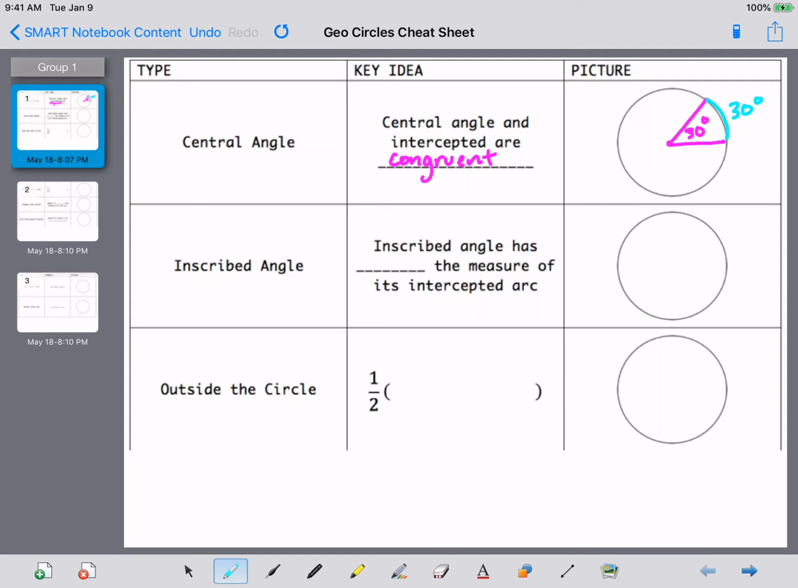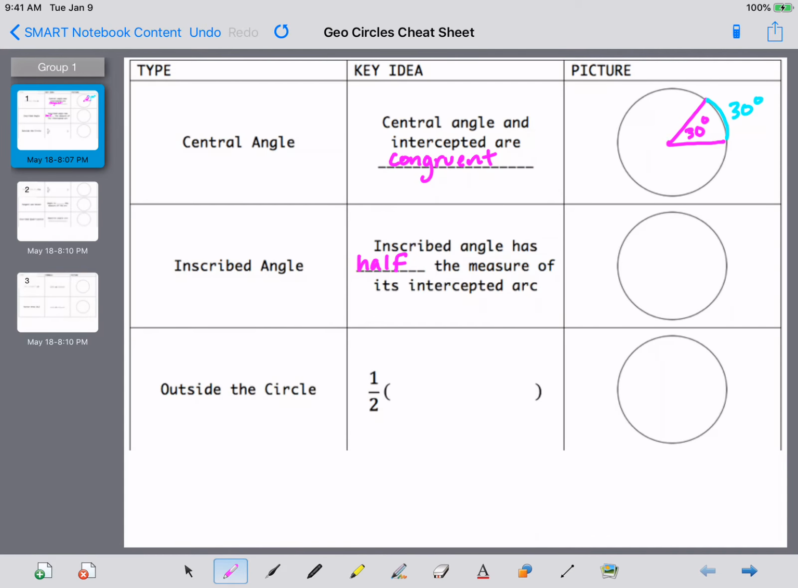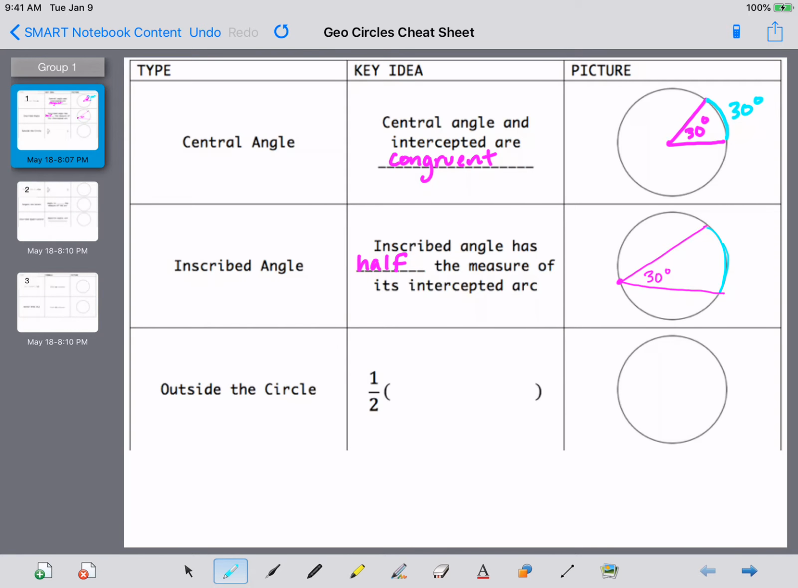For an inscribed angle, that's what we did that poster activity in class all about. That's a little different. An inscribed angle has half the measure of its intercepted arc. So if we look at an inscribed angle, say we have this angle over here, and if this angle is 30 degrees, well then its intercepted arc is actually going to be double that. So it's going to be 60 degrees. So the inscribed angle is half the measure of the arc that it intercepts.